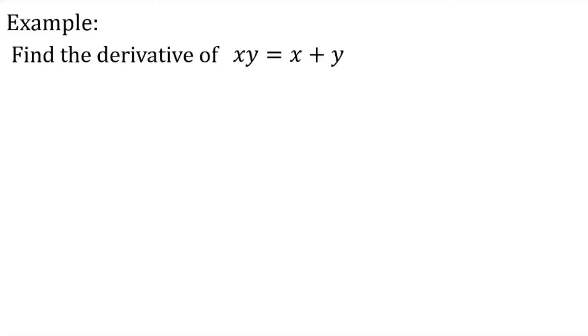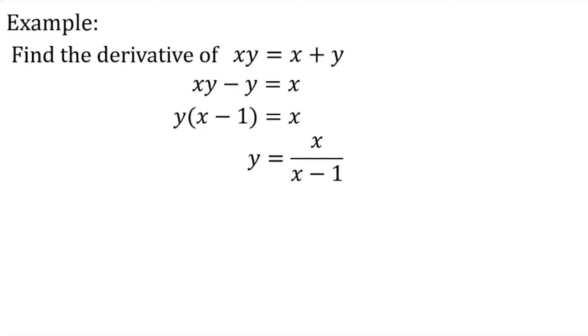One way to solve for the derivative of this type of equation is to first solve the equation in terms of y. xy equals x plus y. Then it will become xy minus y equals x. y times x minus 1 equals x. Then how are we going to find the derivative of this equation? We're going to apply the quotient rule.